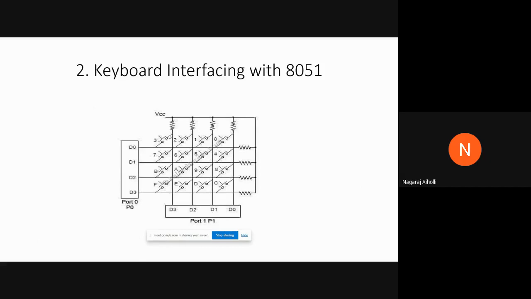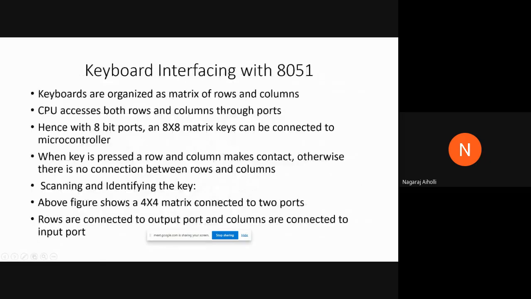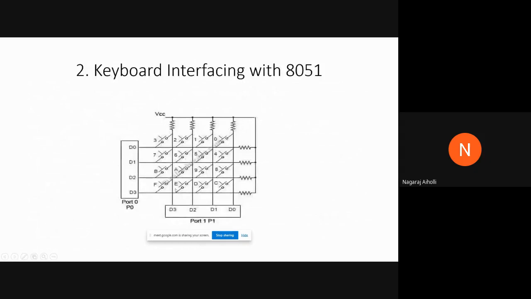Now as we can see here, port 0 is the output port which is connected to the rows, and port 1 is used as the input port which is connected to the columns. Are you following here? Port 0 is connected as the output port to send zeros on the rows, and port 1 is the input port connected to the columns.